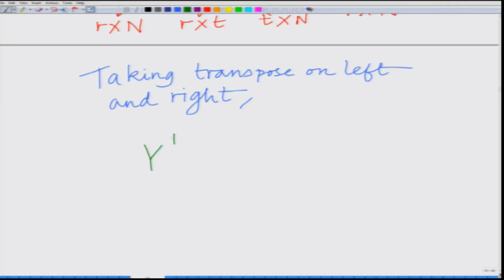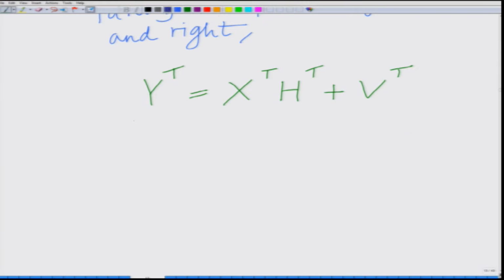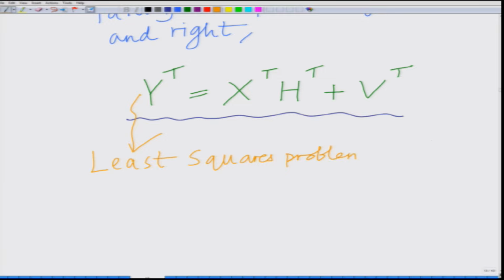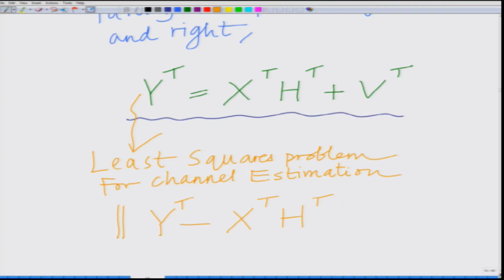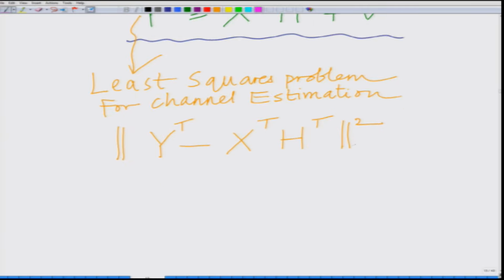We have y transpose equals x transpose h transpose plus v transpose, and therefore, now you can see this is of the form y equals x h, and now I can formulate my least squares problem for channel estimation similar to the multi antenna case, least squares problem for channel estimation that is given as y transpose minus x transpose h transpose whole square. This is my least squares problem for channel estimation, and except here there is a slight change.